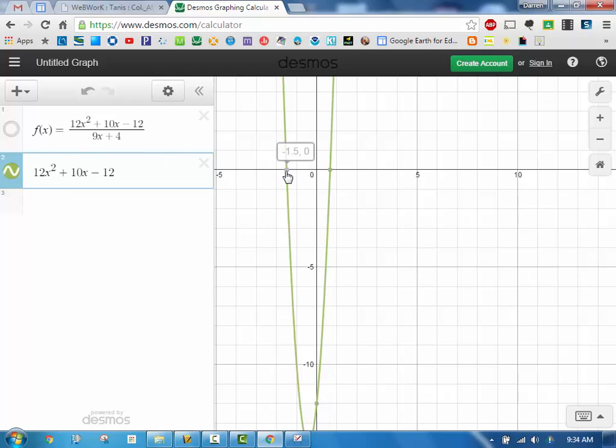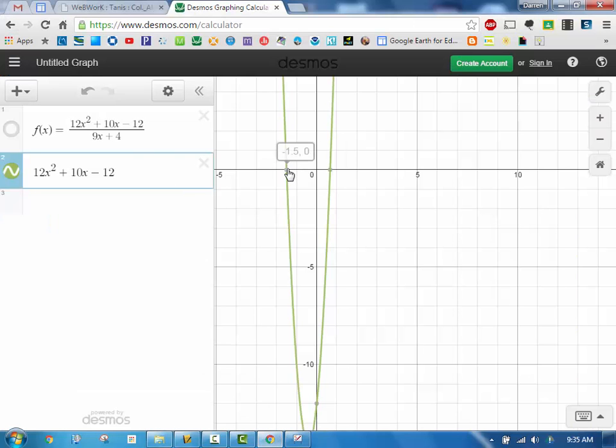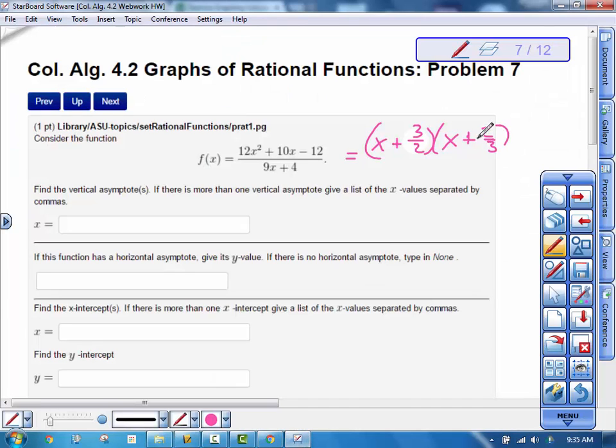It has zeros at negative 1.5 and 2/3. So that means I have x plus 1.5, or 1.5 is 3/2. And I have x minus 2/3 as my zeros. Now, you can also write that as 2x plus 3 if you want. That's actually the same thing. You're multiplying this factor through by 2, so it would change the value up front. But that's okay. But here's the factorization.